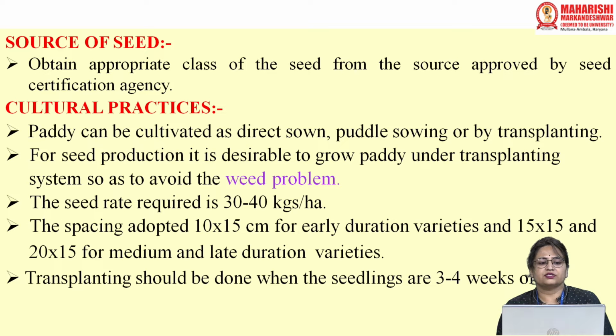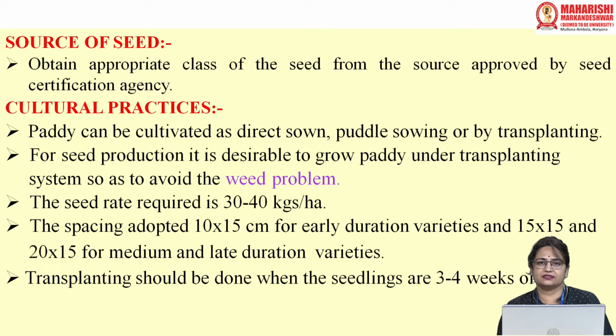Then regarding the cultural practices, paddy can be cultivated as a direct sown crop, as direct seeded rice (DSR), or puddle sowing, or by transplanting. For seed production, it is desirable to grow paddy under the transplanting system so as to avoid the weed problem. If we go for direct seeded rice, there are a lot of weeds in the field. So, if we go for seed production, then go for transplanting.